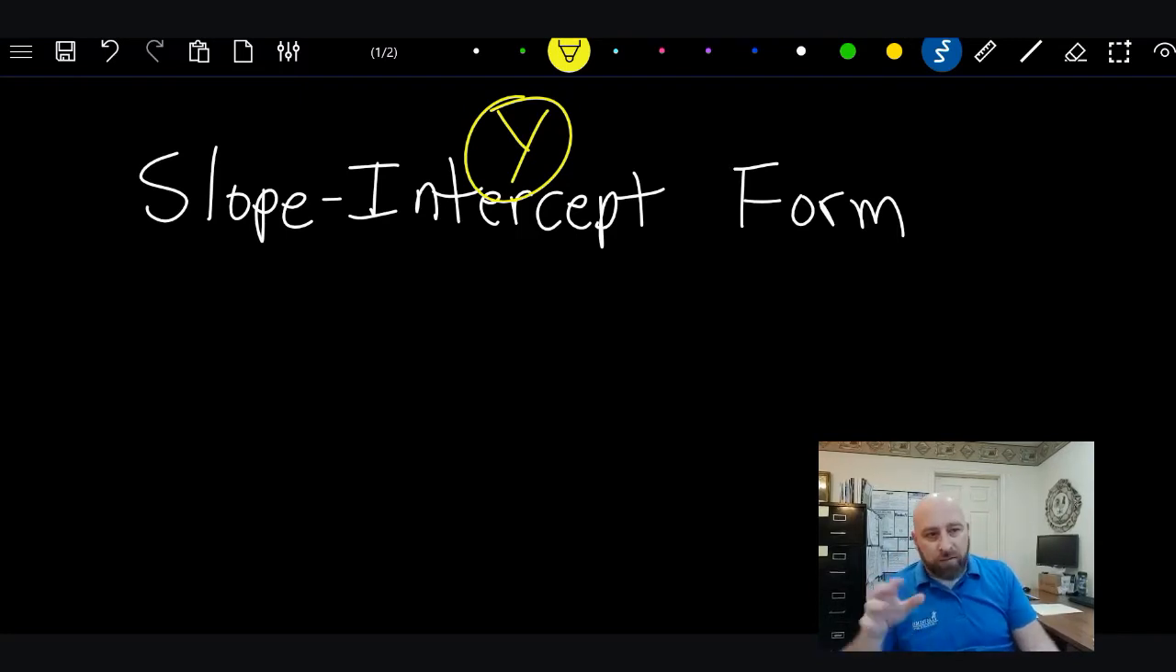Now, this is not standard form. We learned standard form in the last chapter, or the last lesson. But this is called slope-intercept form. It's just a different way of writing the equation. All right, what does that mean? Let's take a look at it.